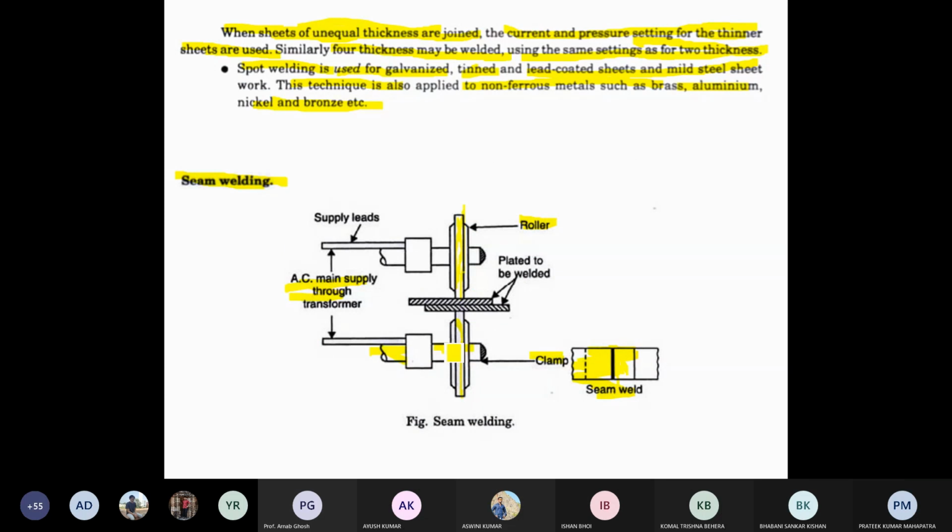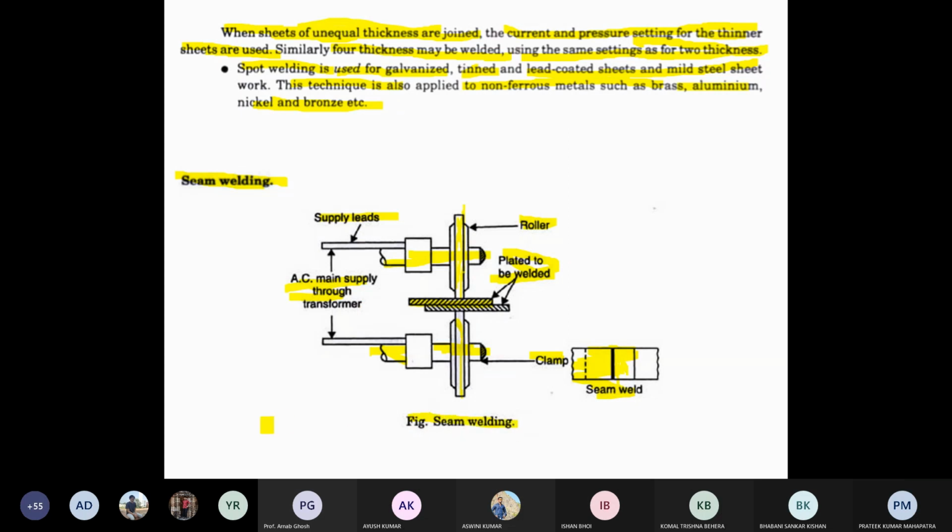The workpiece is here. Clamps are there for holding the rollers and the plates to be welded. Supply leads are there, and you are giving both supplies, plus and minus. That's the figure of seam welding.